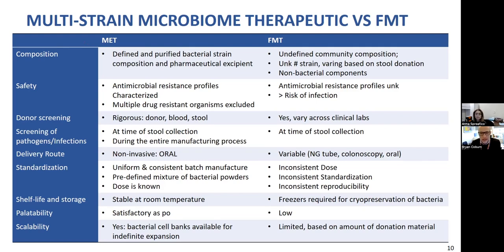It's given orally. This is variable in FMT. Increasingly, people are using pills for FMT. There's consistency, stability at room temperature. It can be taken as a pill with high tolerability, and the individual bacterial species can be manipulated and compared across studies, or be made available in public repositories for expansion. Next slide.